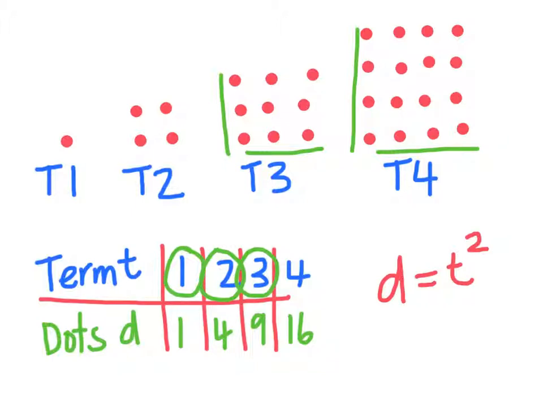So if I wanted to work out the 6th term, the number of dots, I would say T is 6, so 6 squared is 36. So in the 6th term, the number of dots would be 36.